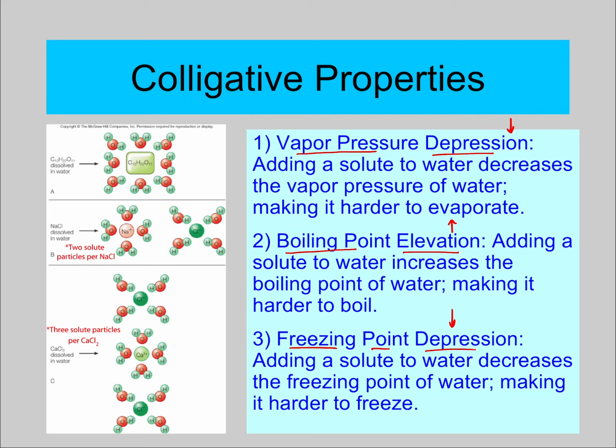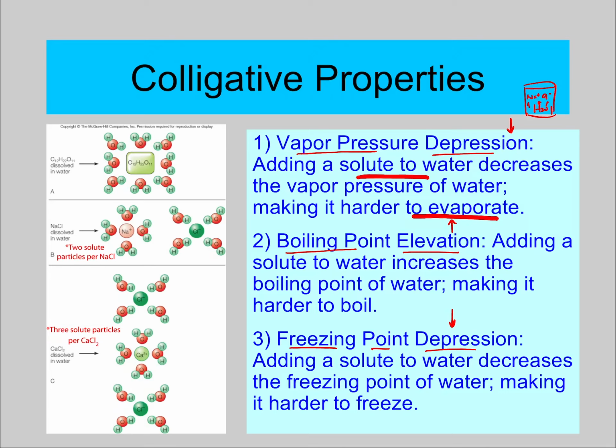So with vapor pressure depression, adding a solute to water decreases the vapor pressure of water, making it harder to evaporate. So essentially what happens is if we have water here and we start adding in solutes, so I'm going to add in sodiums and I'm going to add in chlorides, and I try to evaporate or boil this water, it's going to have a hard time escaping because the sodiums and the chlorides are basically going to act like a really big O line, offensive line, and they're going to block the people from coming through, the people being the water, because they're going to be such a big imposing force.